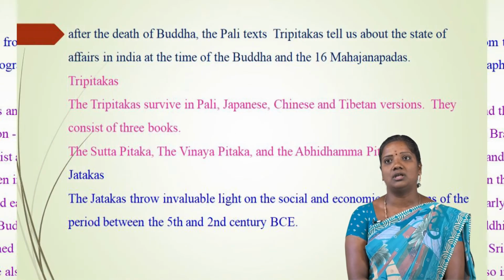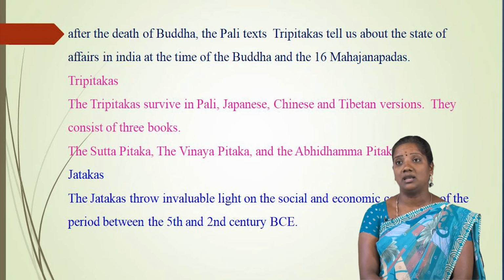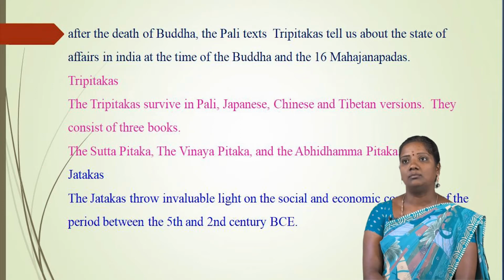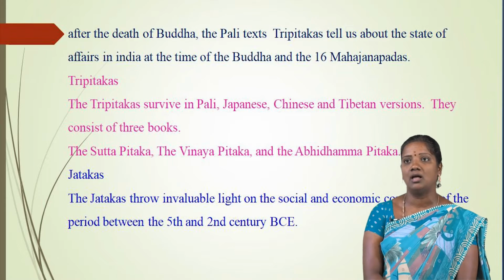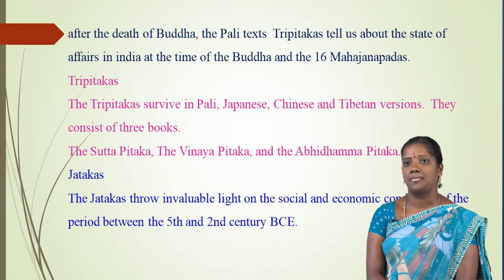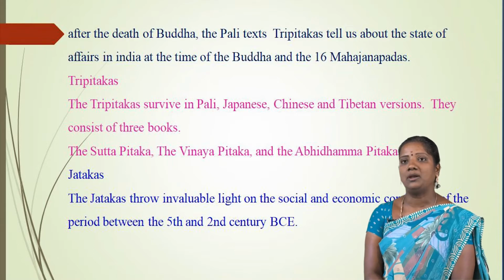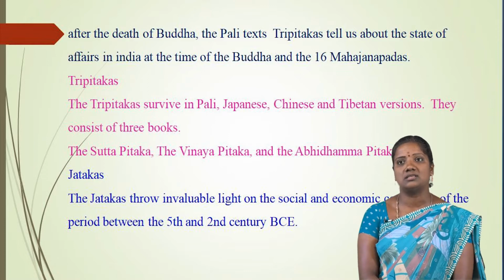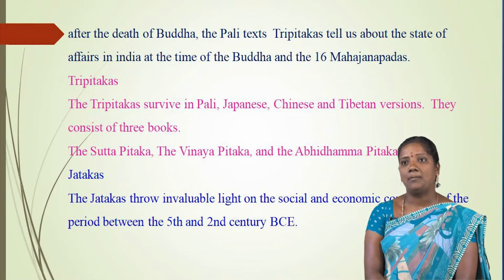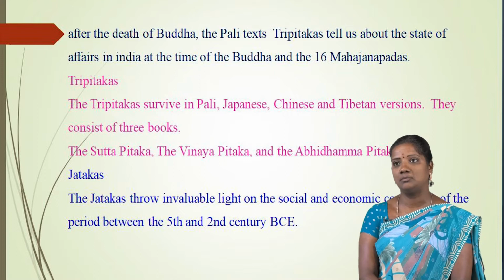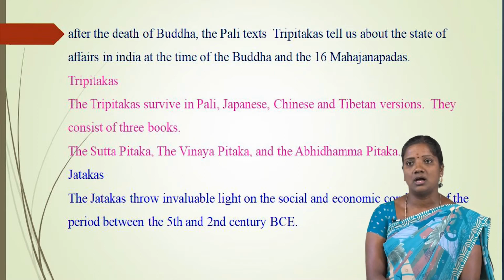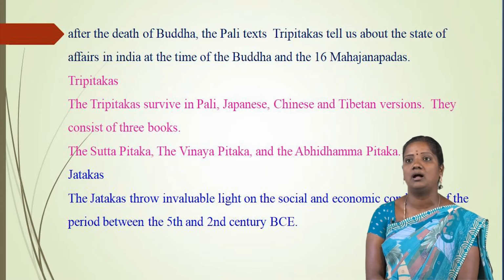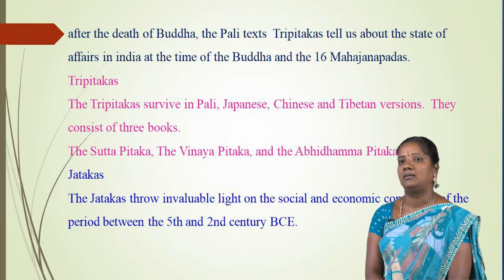After the death of Buddha, the Pali text Tripitakas tell us about the state of affairs in India at the time of the Buddha and the 6 Mahajanapadas. The next one is Tripitakas. The Tripitakas survive in Pali, Japanese, Chinese and Tibetan versions. They consist of 3 books, the Sutta Pitaka, the Vinaya Pitaka and the Abhidhamma Pitaka.